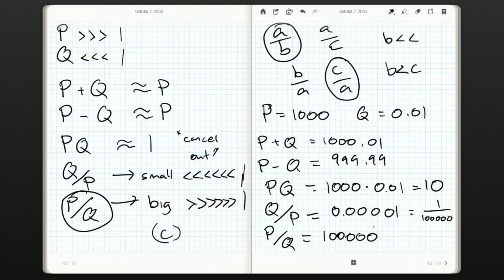100,000. Much bigger than 10, much bigger than 1 over 100,000, and much bigger than either of these numbers, P plus Q and P minus Q, that were basically 1,000. But the actual specifics of the numbers didn't matter. We were able to do this just noticing that P is a really big number, Q is a really small number. And so that's how I would go through that question really quickly.